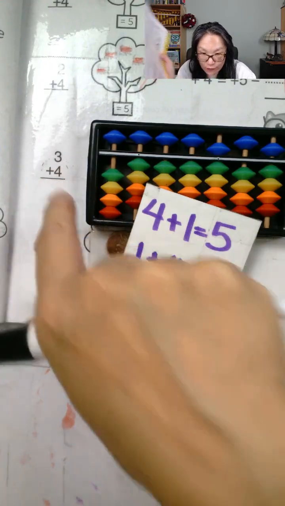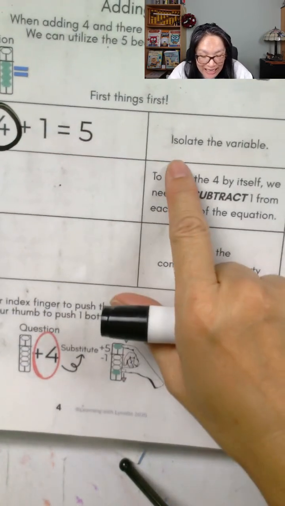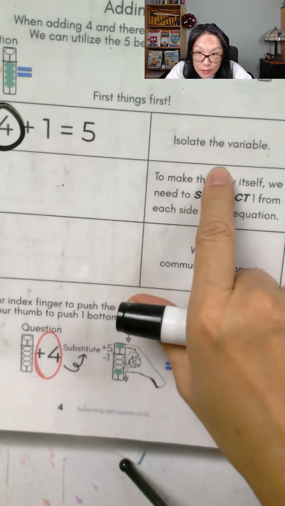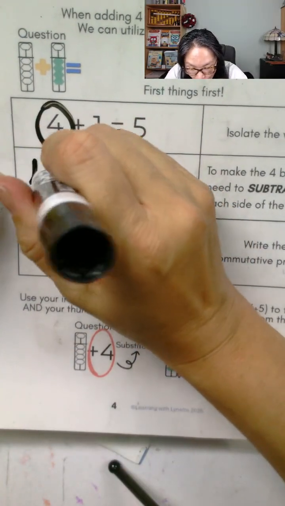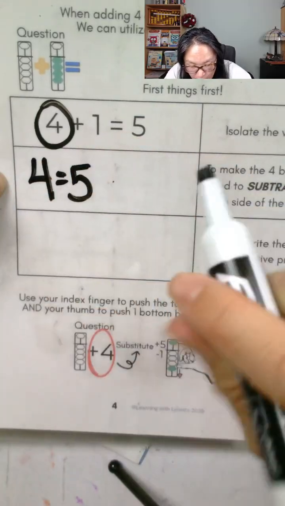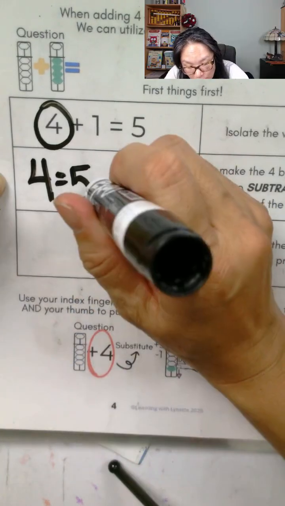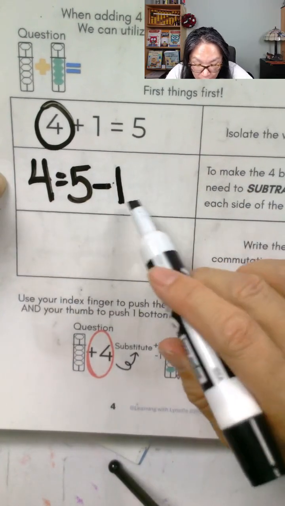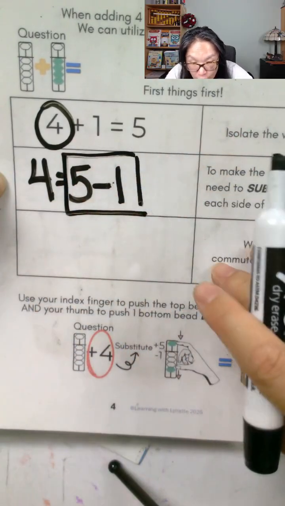Because we're trying to add 4, I have this concept: 4 plus 1 is equal to 5. We're going to isolate the variable. Isolate the variable is very algebraic, isn't it? And so we're going to have 4 is equal to 5. But 5 is too much. We need to balance the equation. So we minus the 1. And then what are we going to do? We substitute this information for the 4.